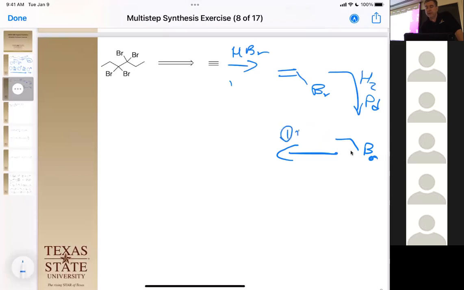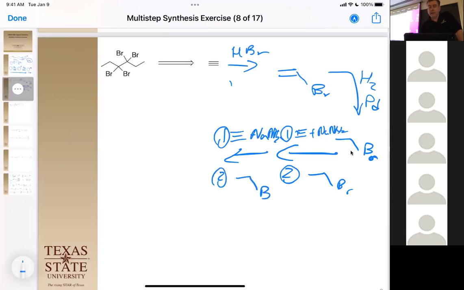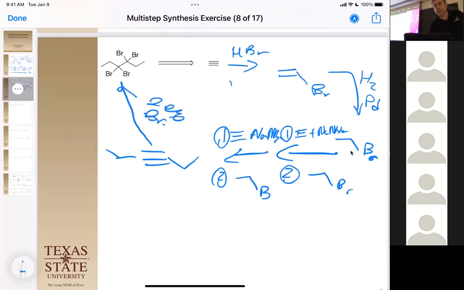We're going to have acetylene plus sodium amide. Step 2, we're going to have the ethyl bromide. And then we're going to do that one more time to the other side, and to another equivalent there. And that's going to get us to here. Okay. So that means the last thing we need to do is 2 equivalents of bromine.